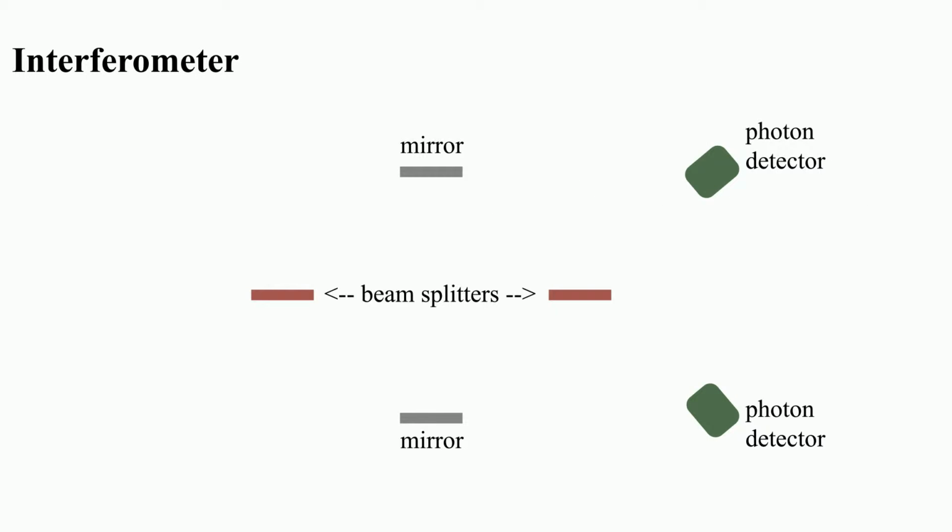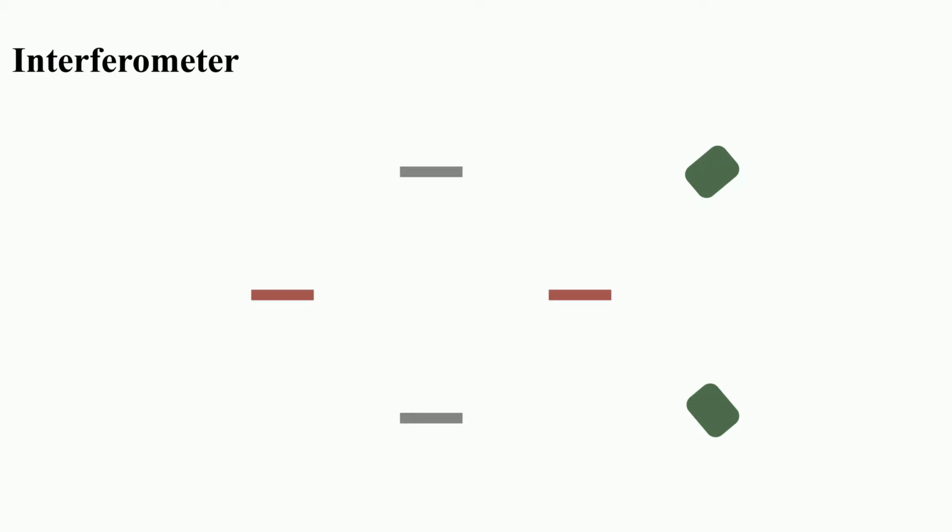To answer this question, we must take a look at a device called an interferometer, a series of beam splitters and detectors that is used to measure the interference of light with itself. The beam splitters are specially silvered mirrors, meaning that they transmit and reflect some of the light.